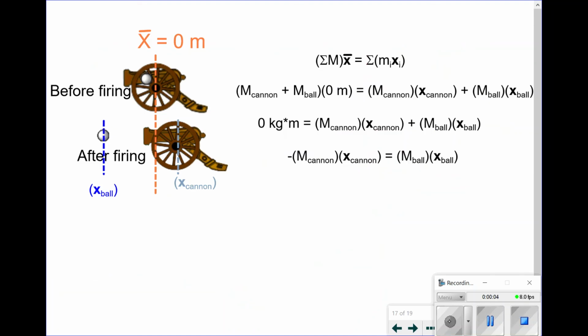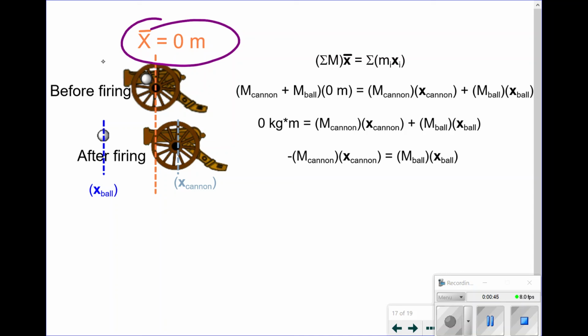If we look at the math behind the cannon firing the cannonball, we can start off with our center of mass equation, where the total mass of the system, which is the cannon and the ball, times the center of mass of the system itself, is equal to the summation of the individual masses times their individual locations. So we start off with saying the mass of the cannon plus the cannonball summed up times the center of mass, which we will set to be a position of 0 as the origin, must equal, in the end, the mass of the cannon times its final location plus the mass of the cannonball times its final location.